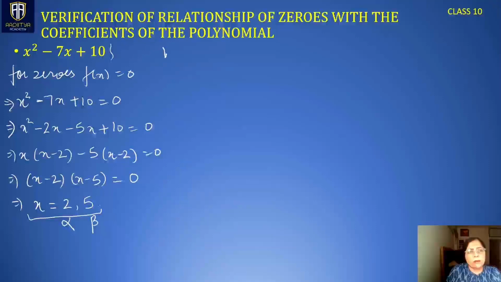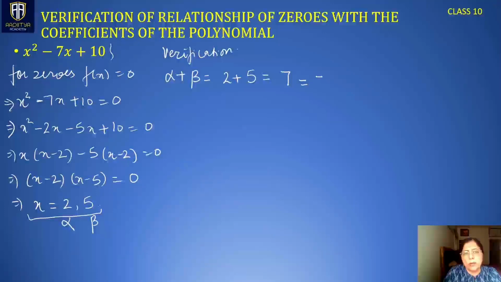Now we have to do the verification. In verification, we have alpha plus beta, that is the sum of zeros, which is 2 plus 5, which is 7. Now we have to check whether this is equal to minus b by a or not. What is b here? b is negative 7, so I write negative 7. What is a? a is nothing but 1, so I write 1 here.